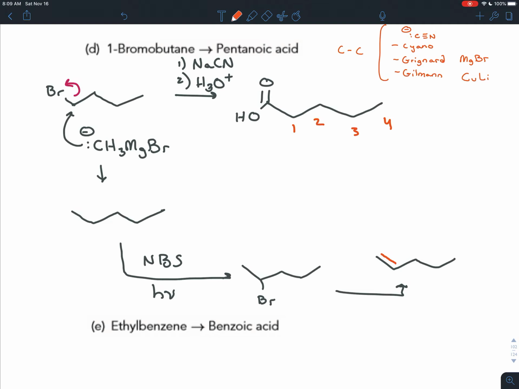If you get the less substituted alkene, that's the Hofmann product, you would have to use a bulky base to make that happen. And so potassium tert-butoxide would be a bulky base that you'd want to be familiar with.